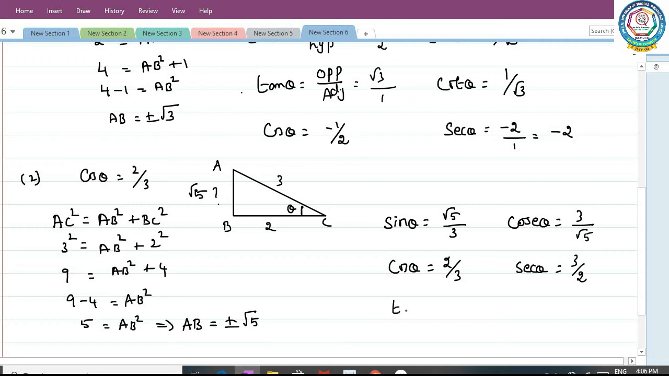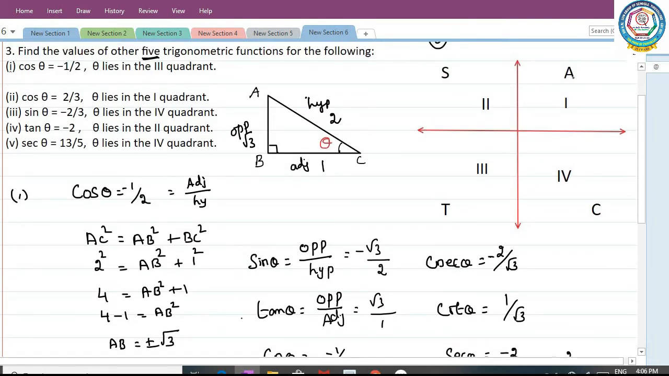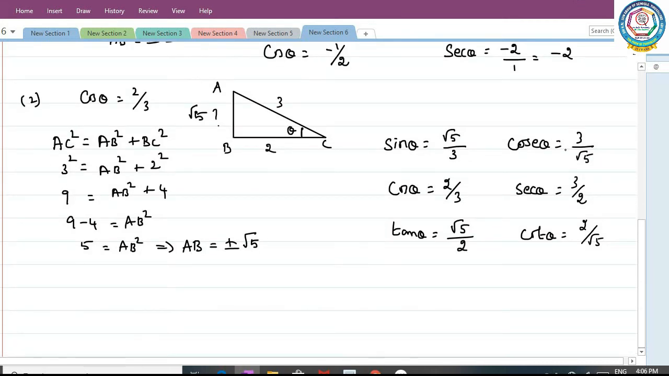Next one, tan theta. Tan theta is equal to opposite by adjacent. That is, opposite is root 5, adjacent is 2. What is the reciprocal of tan? Cot theta. Cot theta is equal to 2 by root 5. At the same time, what is the question given? Theta lies in first quadrant. First quadrant means all the trigonometry ratios are positive. See here, all the trigonometry ratios are positive.